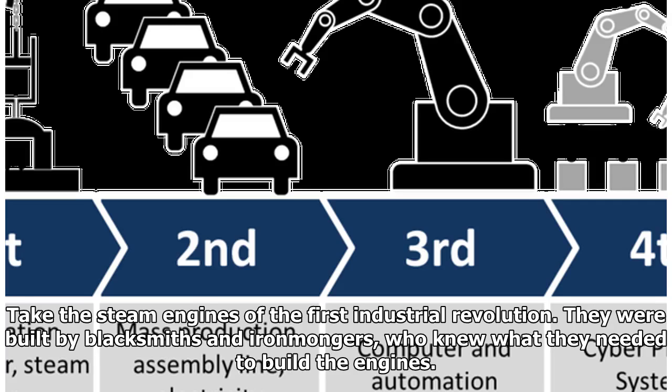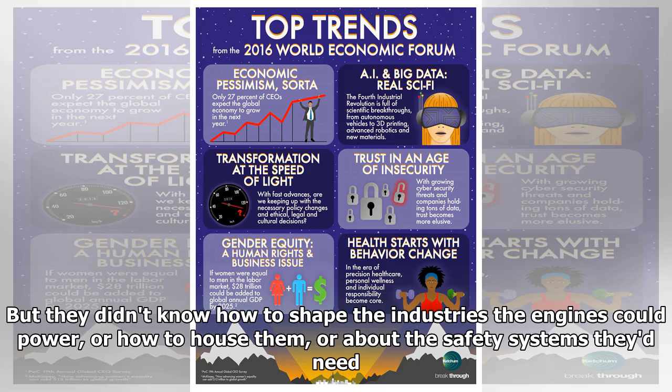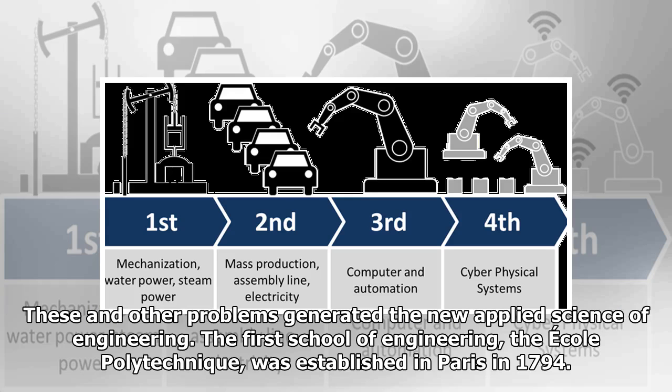Take the steam engines of the first industrial revolution. They were built by blacksmiths and ironmongers, who knew what they needed to build the engines. But they didn't know how to shape the industries the engines could power, or how to house them, or about the safety systems they'd need. These and other problems generated the new applied science of engineering. The first school of engineering, the École Polytechnique, was established in Paris in 1794.